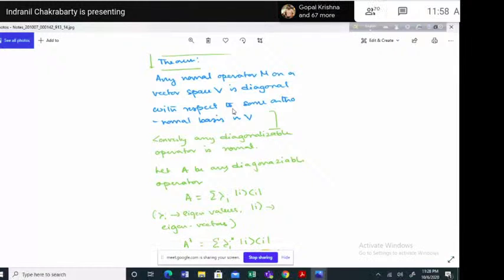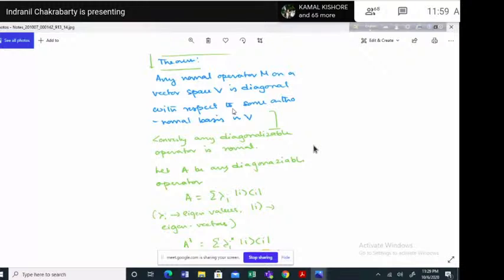So what does the spectral decomposition theorem tell you? The spectral decomposition theorem tells you that any normal operator M on a vector space V is diagonal with respect to some orthonormal basis in V. If you recall, an operator is called normal if A dagger A is equal to A A dagger. So any normal operator M on a vector space V is diagonal with respect to some orthonormal basis in V.